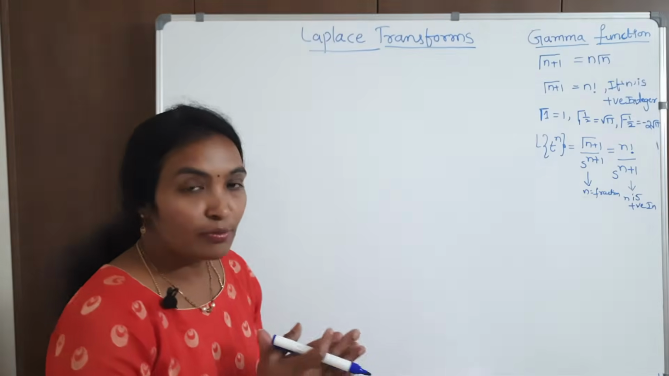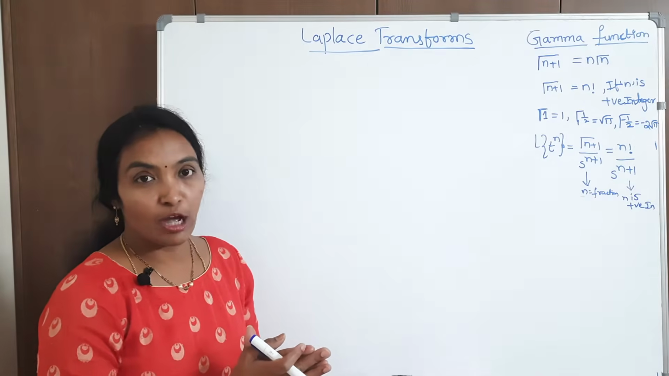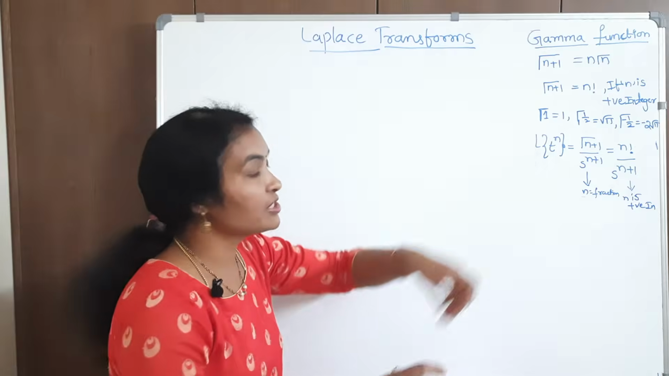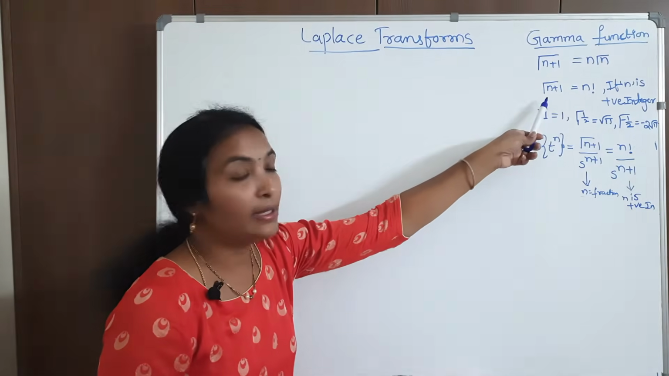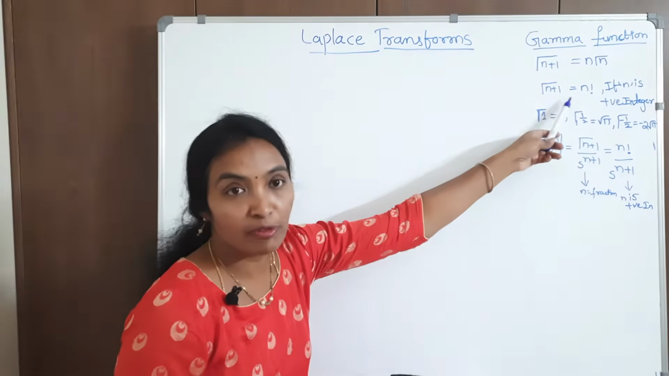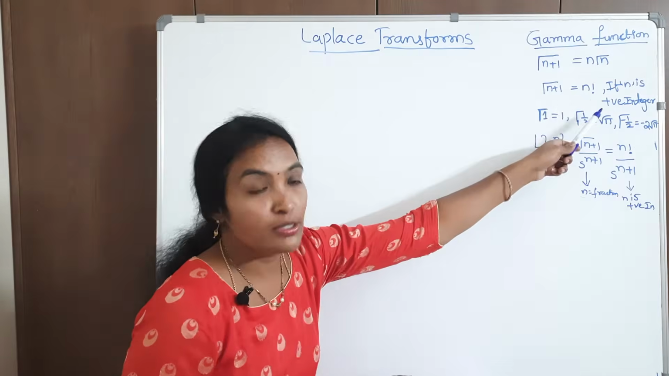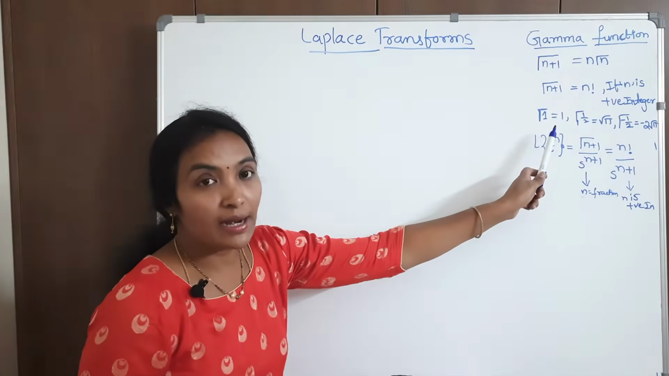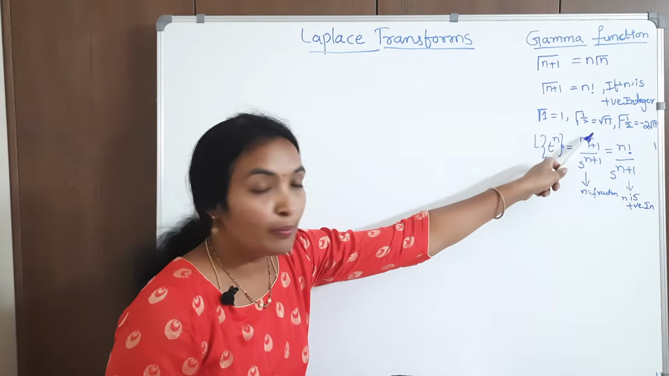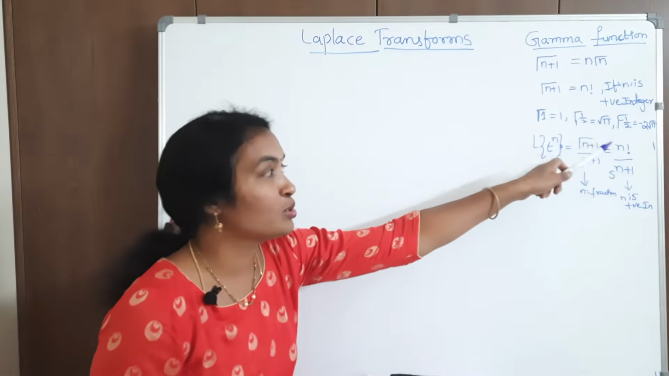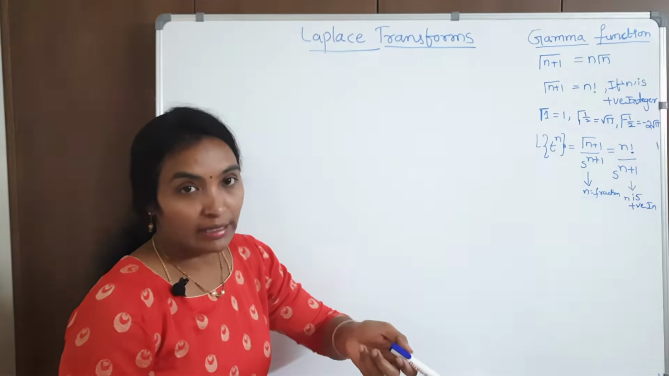In the previous classes from the first year, I think you know the basics of the gamma function. What is our gamma function here? Gamma of n plus 1 is nothing but n into gamma n, and gamma of n plus 1 in terms of the factorial is n factorial if n is a positive integer. The standard values: gamma of 1 is 1, gamma of half is root pi, gamma of minus half is minus 2 root pi. Gamma 0, gamma minus 1, gamma minus 2 are not defined, okay?